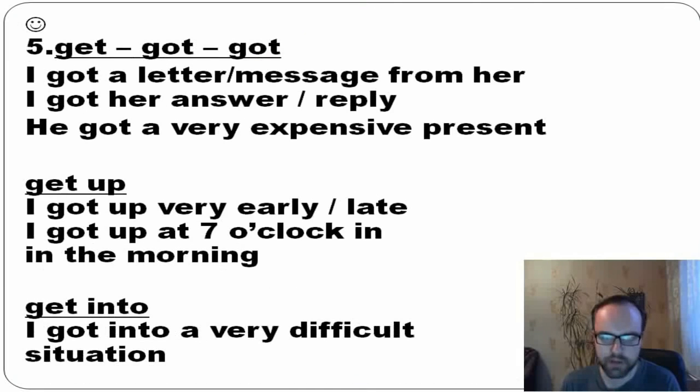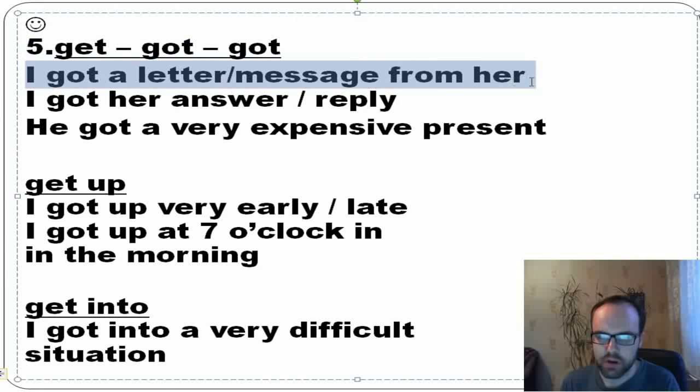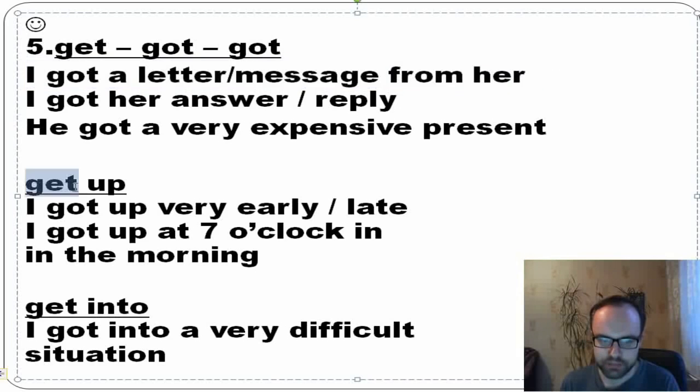Okay, so five. Get, got, got. So I got a letter from her, or I got a message from her. I got her answer. I got her reply. He got a very expensive present. Get up. I got up very early. I got up very late. I got up at 7 o'clock in the morning. Get into. I got into a very difficult situation.